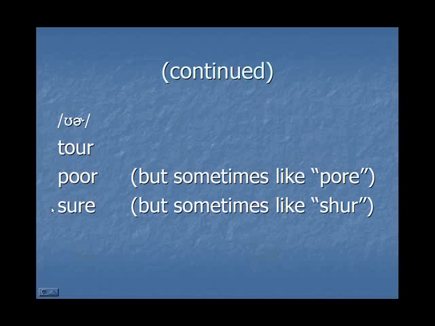Now sometimes these words with the ur sound actually come out sounding like or. So some people can say poor. You might also hear poor, which sounds like the number 4. And with sure, in very fast and formal speech, you might hear people say sure. Do you hear the difference? Sure, sure.